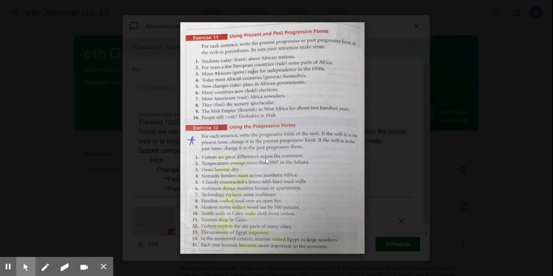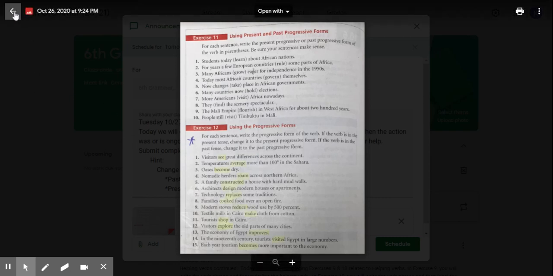So we want to determine if it's past or present so far. So visitors see great differences across the continent. Well, we're going to go with the fact that it's probably present, because if you did past, it would have said visitors saw great differences. Okay. So we know that it is present.